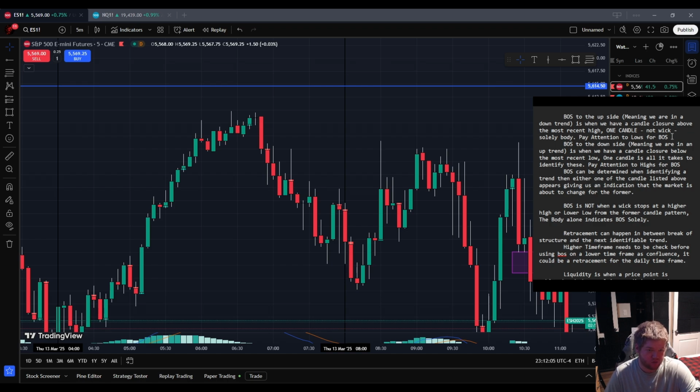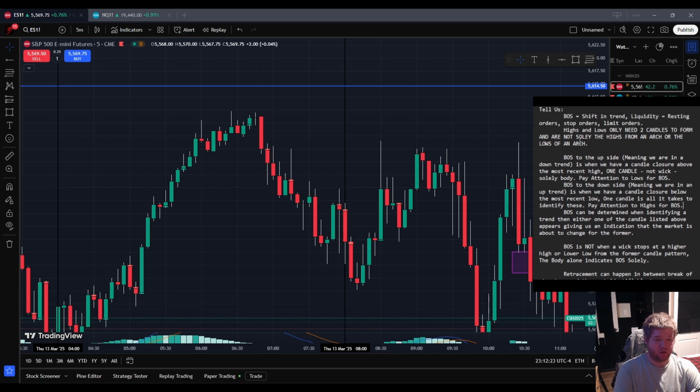We're in a downtrend, a break of structure to the upside is when we have a candle closure above the most recent high. One candle, not wick, solely body. Man, I was in a rush for no reason. Break of structure to the upside, meaning we are in a downtrend, is when we have a candle closure above the most recent high. We are in an uptrend, we're looking for a break of structure to the downside, which is when we have a candle closure below the most recent low.